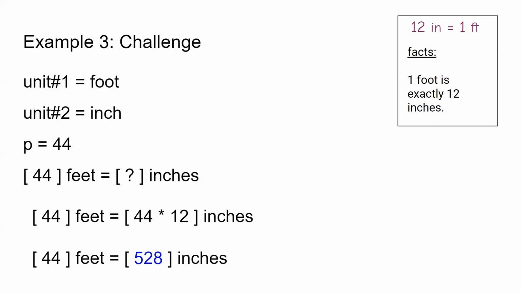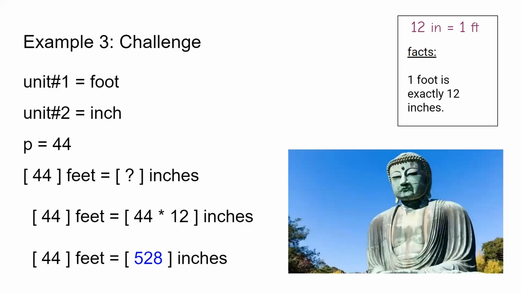Something interesting to think about is to see how big this is in comparison to other things. The Great Buddha statue of Kamakura in Japan is approximately 44 feet. Crayons are about 3.5 inches. How many crayons do you think can fit to get the total height of the statue? Since crayons are 3.5 inches, what we can do is 528 divided by 3.5. Therefore, it'll take around 151 crayons to measure all the way up to the Buddha statue.